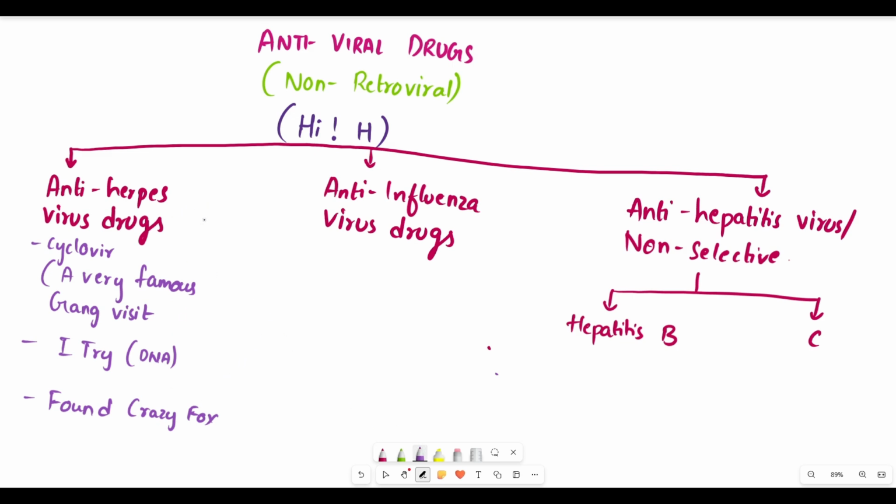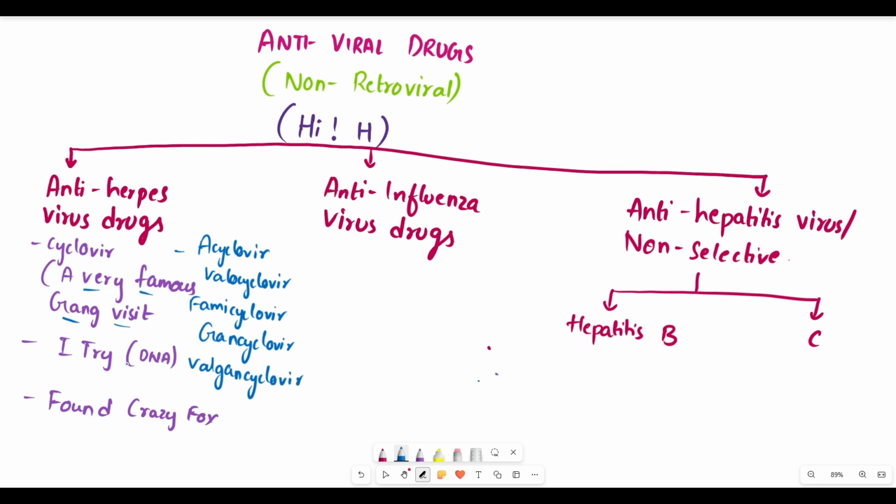So anti-herpes virus drugs, remember it as cyclovir. In that, a very famous gang visit. Now by using this, let's try to write the examples. So here, A means it is the first example, that is acyclovir. V means it is valacyclovir. F means it is famciclovir. G means it is ganciclovir. V means it is valganciclovir.